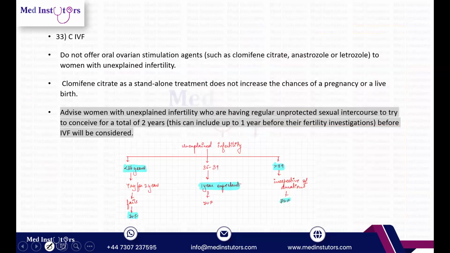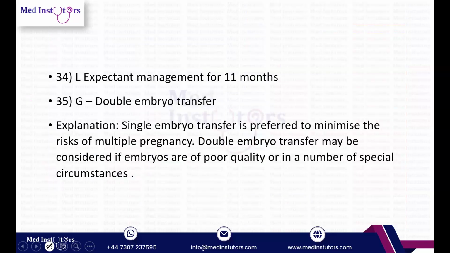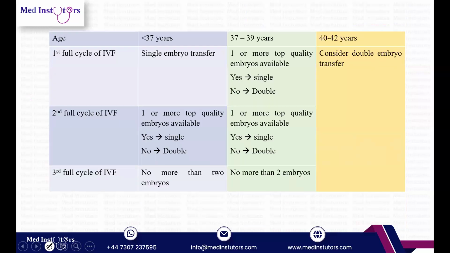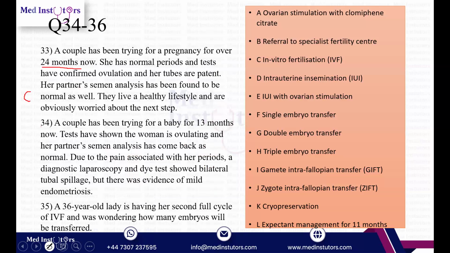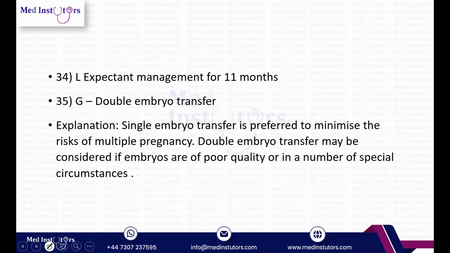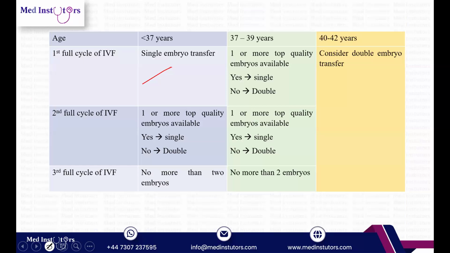Okay, you're saying F. I don't know why I've written it as G, it is F. Yeah, so you all are correct because she's less than 37, single embryo transfer. It's a first cycle, right? No, if she's going in for a second full cycle, guys. So if one or more top quality embryos are available, then yes, single. If no top quality are available, then double.